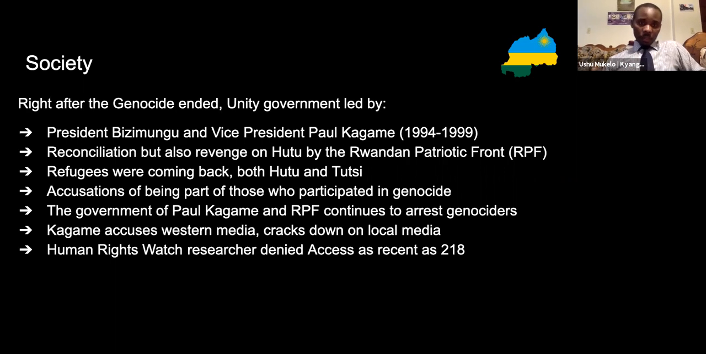Kagame accused the West, the Western media, of inciting more crisis in the country and not reporting facts. And this crackdown also extended to local media as well. Human Rights Watch researcher was denied access as recent as 2018.